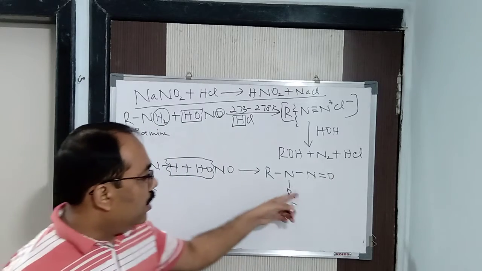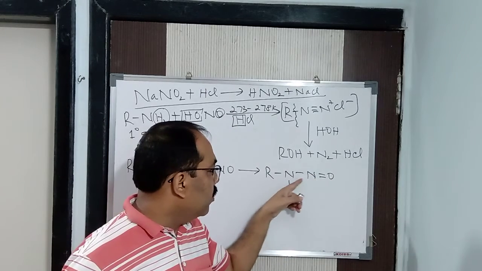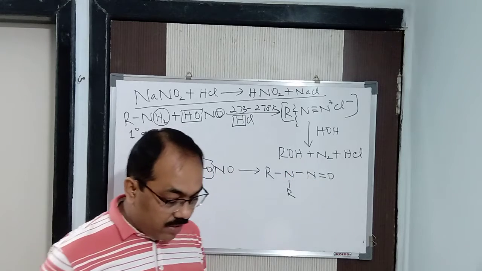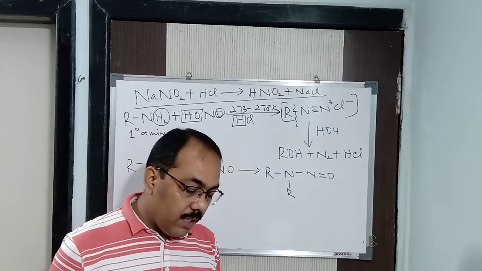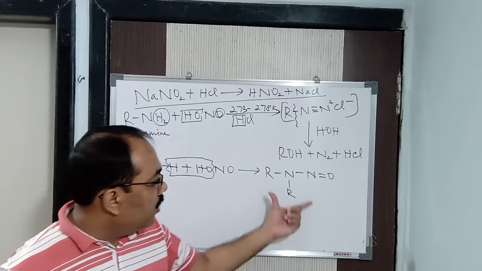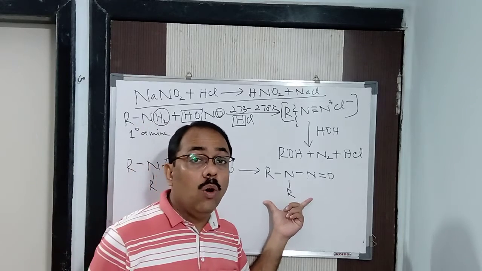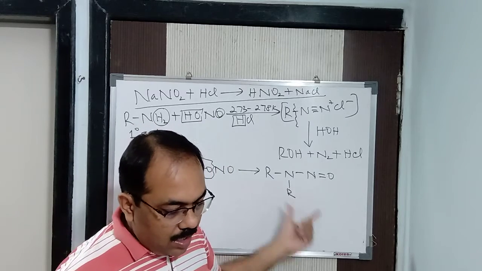Alright, N single bond N, double bond O. So nitrogen is having 3 bonds. This nitrogen has 3 bonds, and this nitrogen also has 3 bonds. We can say that. Clear? Now, this particular compound which you got is called yellow oil. This one is known as yellow oil.